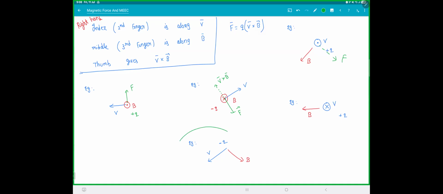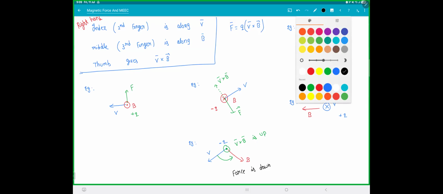Look at this example. Velocity is southwest, that is towards Africa, right? Magnetic field is towards Singapore, right? So again, rotation would be easy here. V is rotating towards B. V cross B, you can use your hand actually. Thumb is pointing up, so V cross B is up. But remember, it is a negative charge, so force is down. Thumb only gives you V cross B.